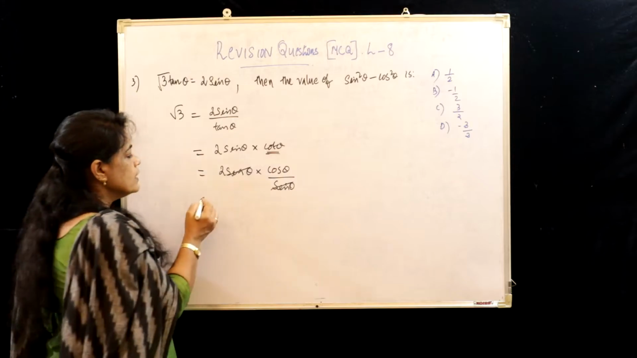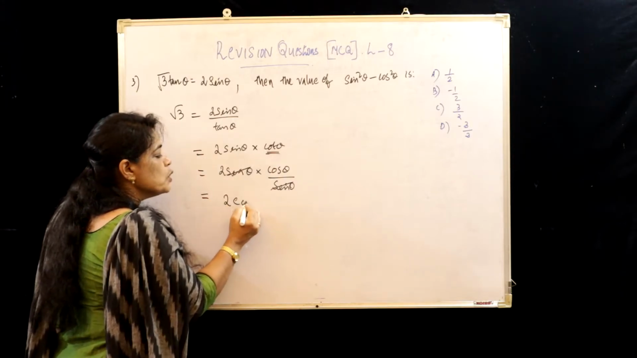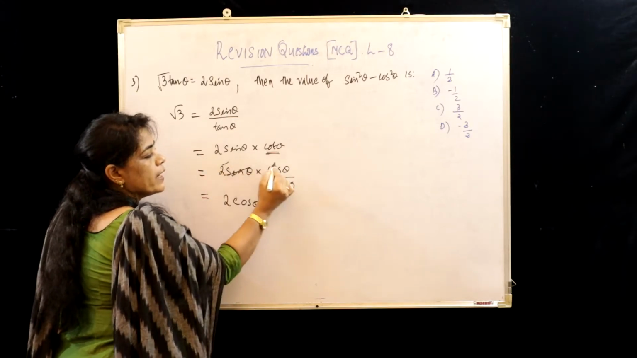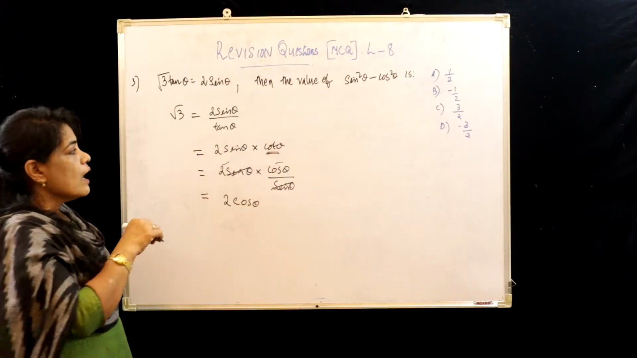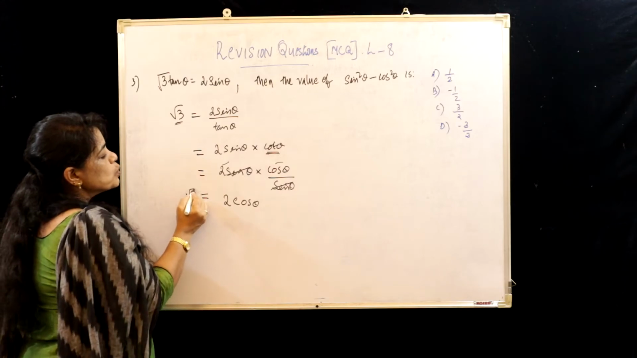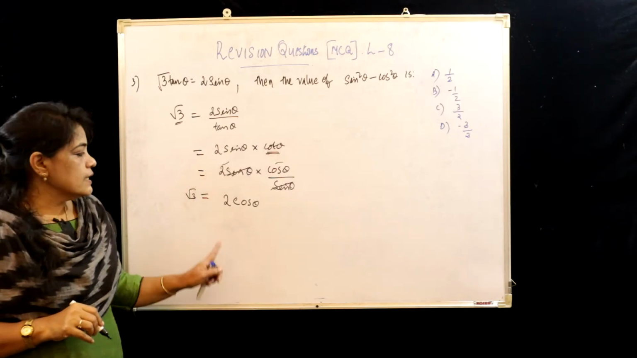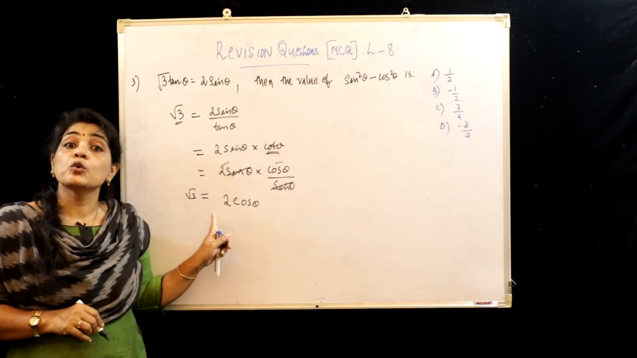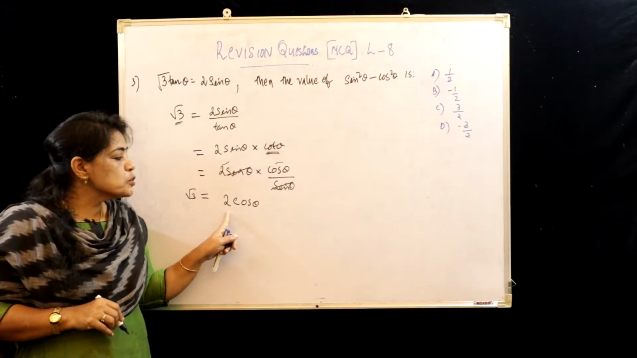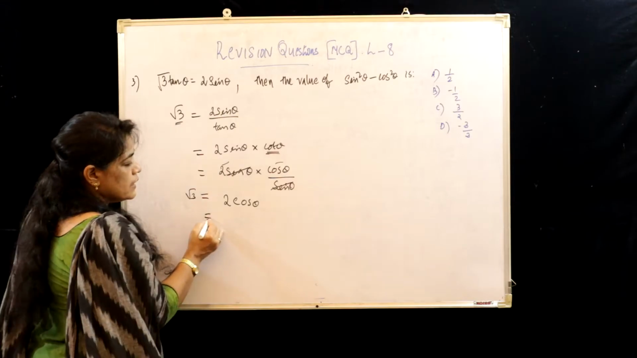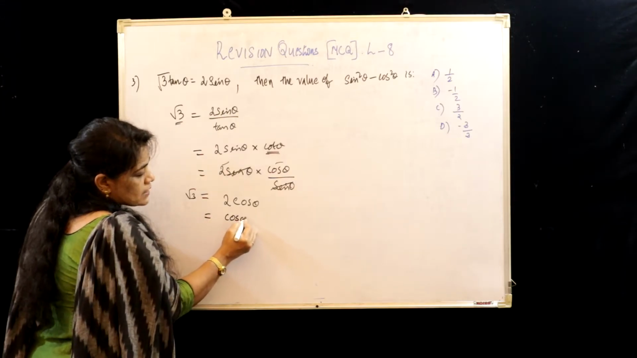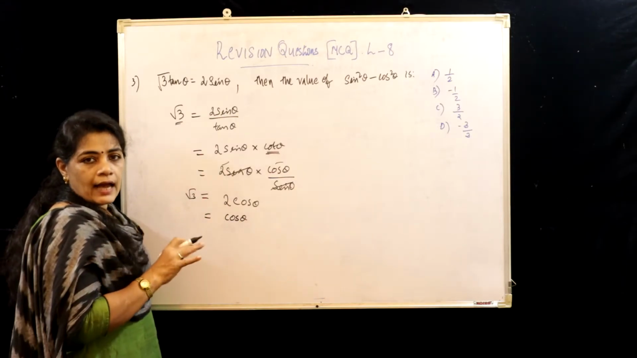That means now this RHS reduced into 2 cos theta. Sin theta gets cancelled. And we have in the LHS root 3. See what we have now, children. We have root 3 equal to 2 cos theta. Okay, I am going to substitute here. I am keeping cos theta alone in RHS.